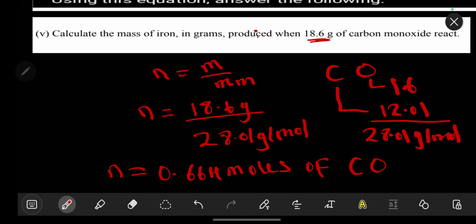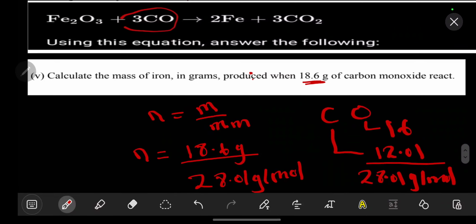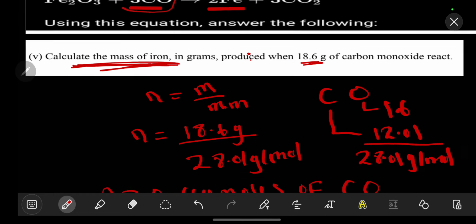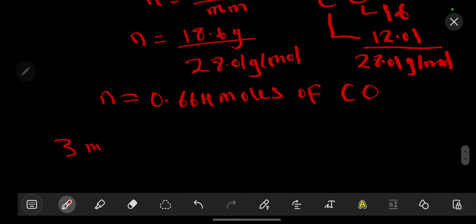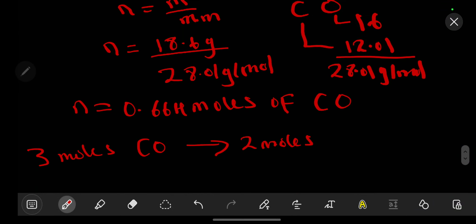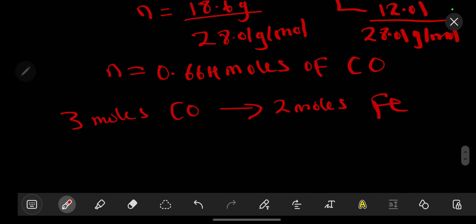Now we calculate the moles of iron that are to be produced. You can use your balanced chemical equation. Since you are dealing with carbon monoxide, you compare: 3 moles of carbon monoxide will give you 2 moles of iron. So 3 moles of carbon monoxide will be able to give us 2 moles of our iron.